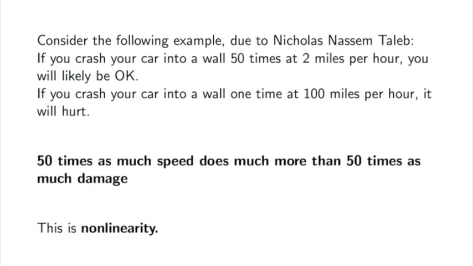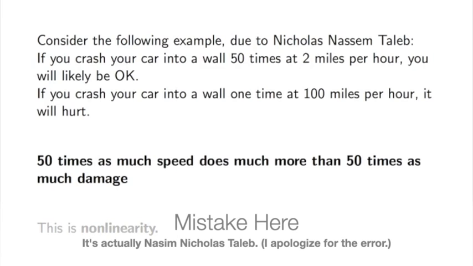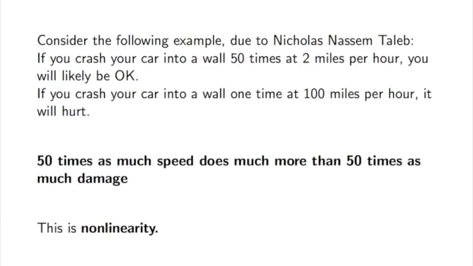But consider another example involving a car. This one is due to the great probabilist and scholar Nicholas Nassim Taleb. If you crash your car into a wall 50 times at 2 miles per hour, you will probably be okay. If you crash your car into a wall 1 time at 100 miles per hour, you will not be okay. 50 times as much speed doesn't do 50 times as much damage. 50 times as much speed does much more than 50 times as much damage. This is nonlinearity. So when you're considering your variable relationships in your data set, this is a thought experiment you can do.